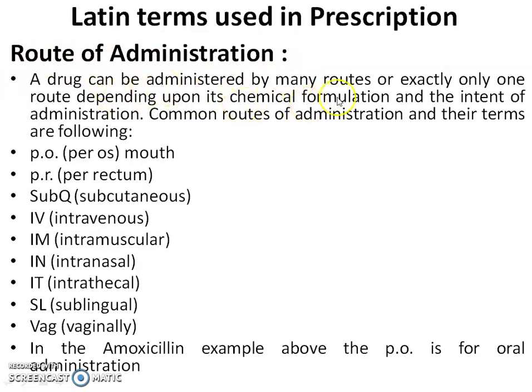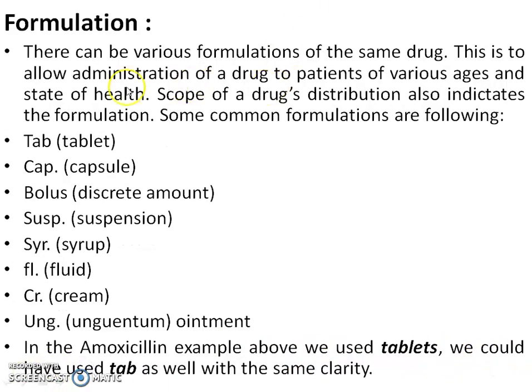A drug can be administered by many routes or exactly only one route depending upon its chemical formulation and the intent of administration. Common routes of administration and their terms are as follows: PO, per os, mouth; PR, per rectum; sub-Q, subcutaneous; IV, intravenous; IM, intramuscular; IN, intranasal; IT, intrathecal; SL, sublingual; VAG, vaginally. In the amoxicillin example above, the PO is for oral administration.